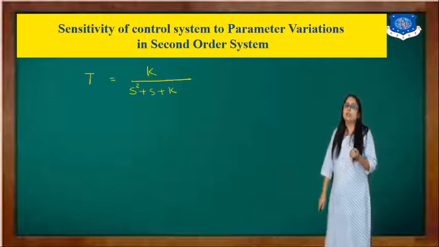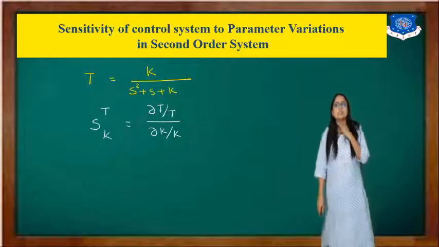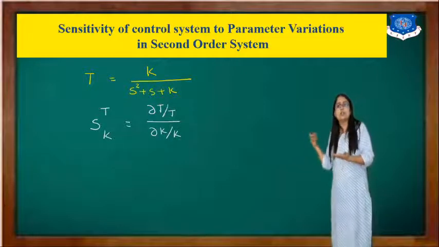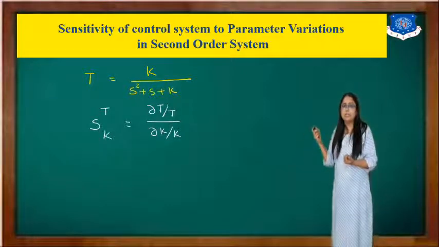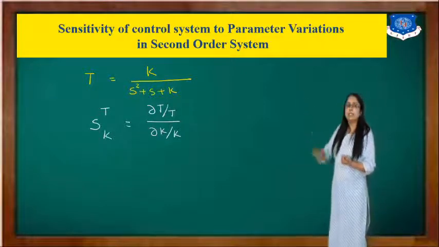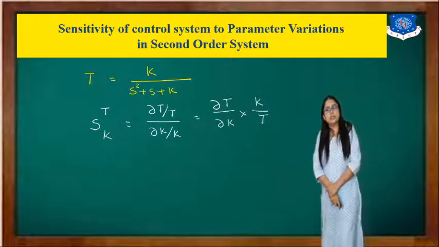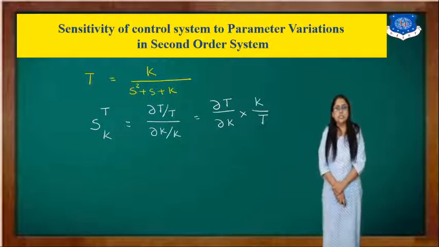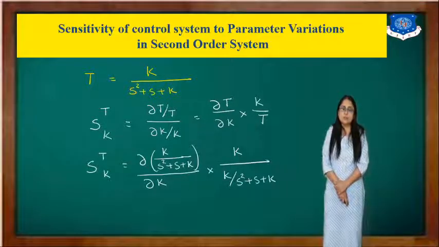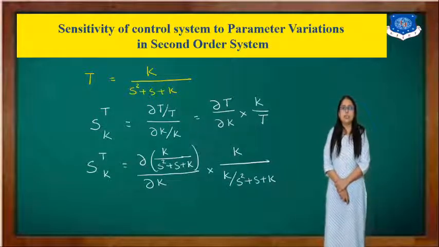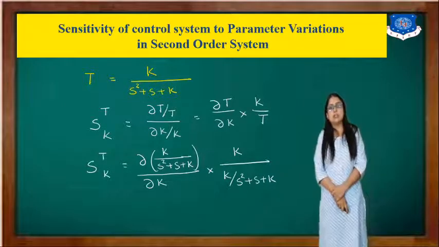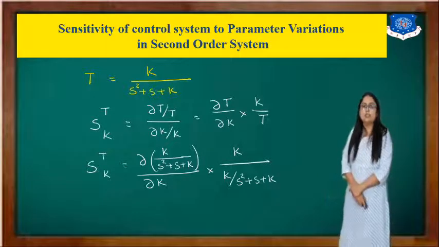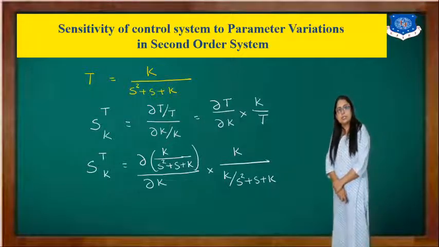Now same thing. We want to find out the system sensitivity, that is S, T and K. Here instead of alpha we have K, that's why I am writing K. So del T by T upon del K by K. Just rewrite the equation, that is del T by del K multiplied by K by T. Now here you substitute the value of T, that is K upon S square plus S plus K, upon del K multiplied by K divided by S square plus S plus K.